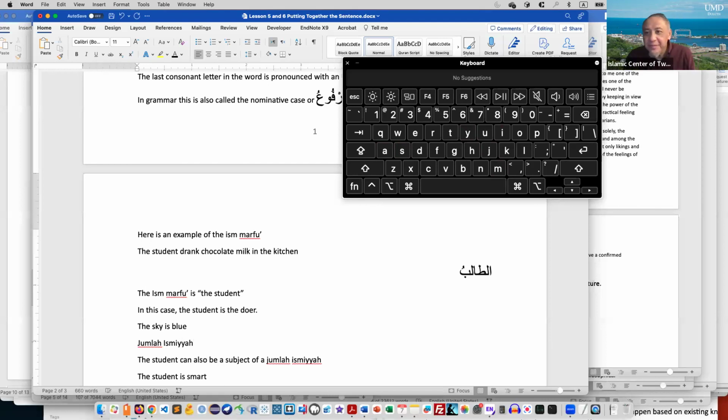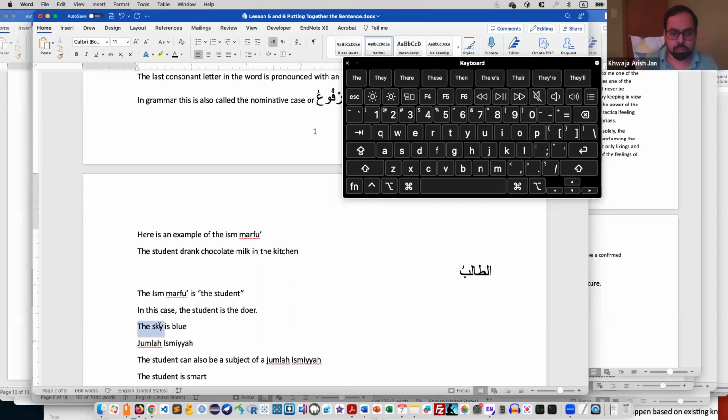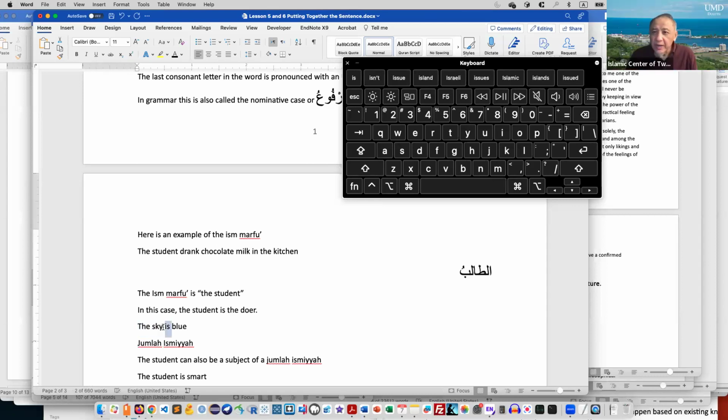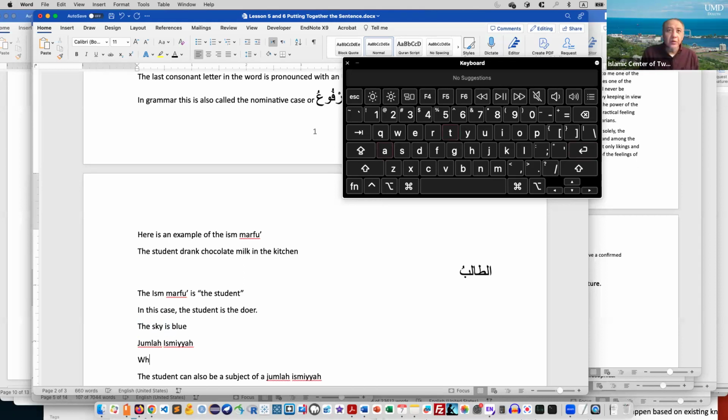Do you see that? Which one is the isim here? The sky and blue, right? The sky and blue. Now, what happened to the "is"? What happens in Arabic to "is"? So this is very important. Let's write that down. What happens to the "is"?